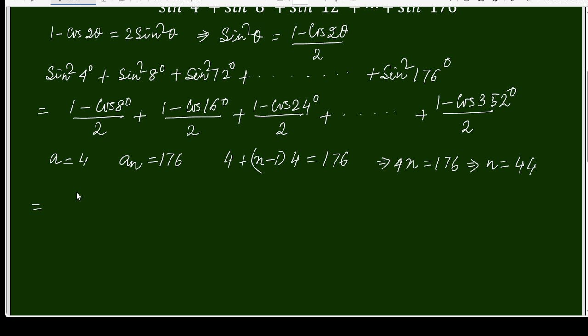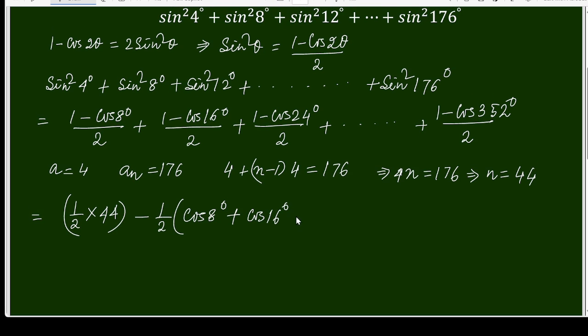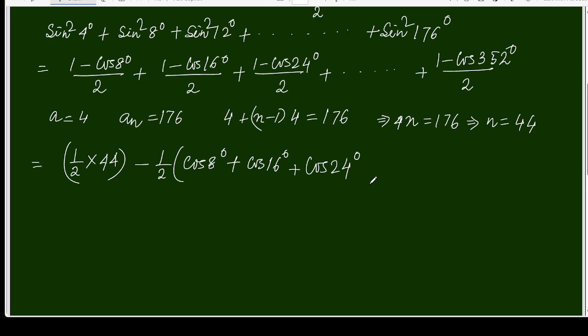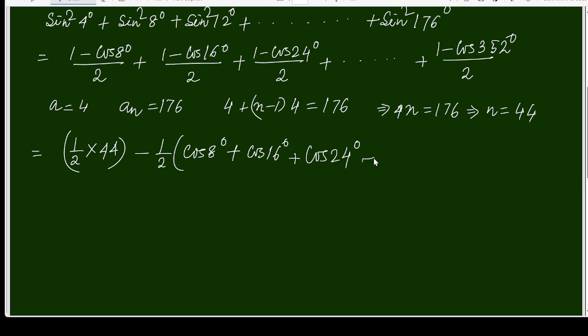So the sum of this series will be half into 44, and the rest I can take minus half common, so that in the series I'll get cos 8 degree plus cos 16 degree plus cos 24 degree, and so on up to cos 352 degree.